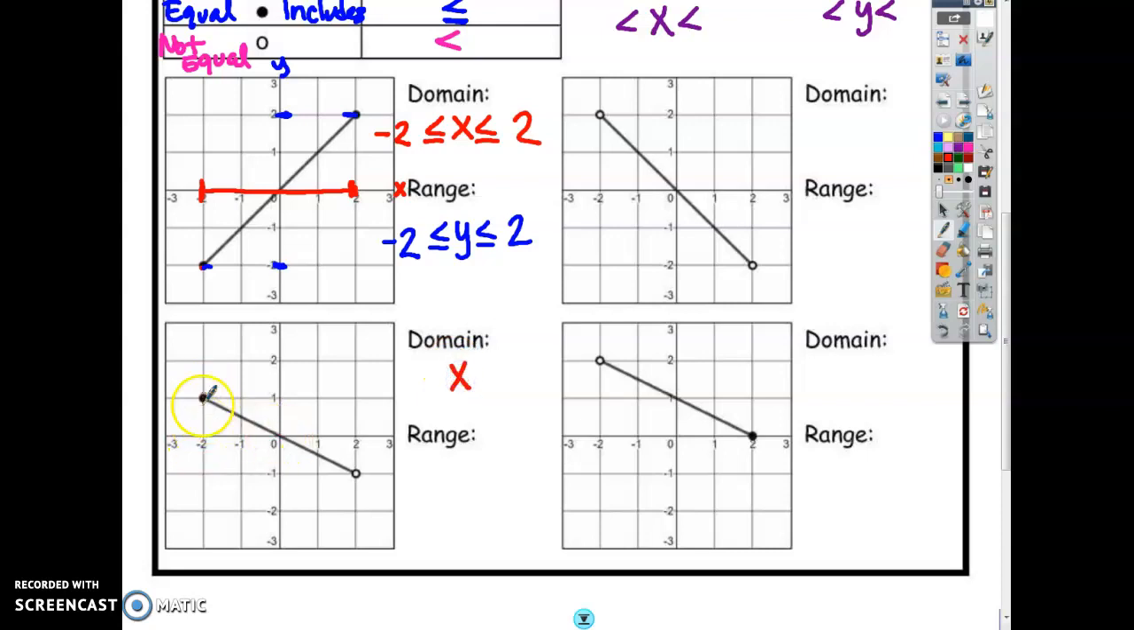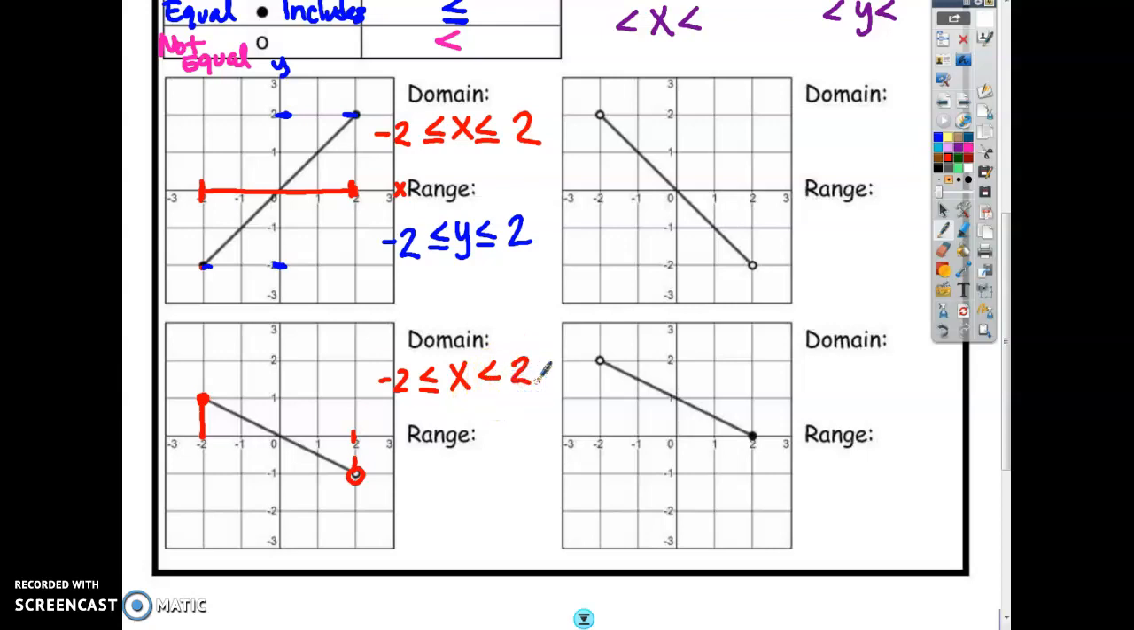The lowest point is at -2 and it has a closed circle. So it's going to be -2 less than or equal to. It has to have a line underneath because it's a closed circle. El punto está cerrado. Okay? It's filled in. And it goes all the way to 2 with an open circle. So it's going to not have a line underneath.